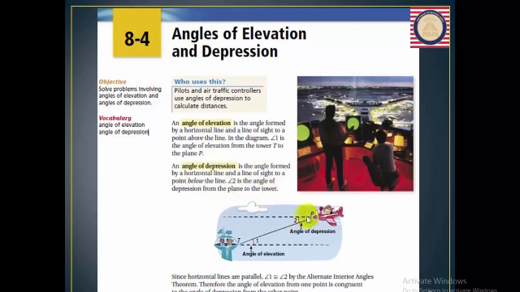But look here, I have a horizontal line here and a horizontal line here. The two horizontals are parallel, of course. So if this line is parallel to that one, the angle of depression will be equal to the angle of elevation. Okay, equal or congruent.